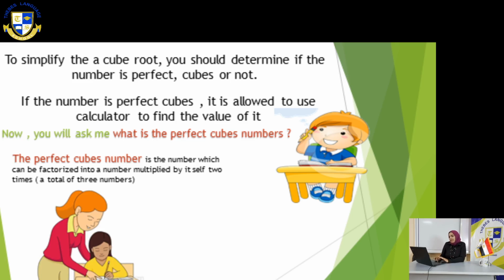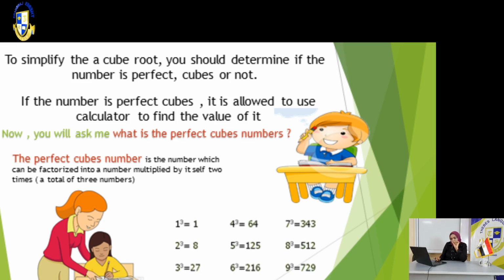As we see in the example, 1 to the power 3 equals 1, so 1 is a perfect cube number. 8 is a perfect cube number, because 8 equals 2 by 2 by 2. 27 is a perfect cube number, because 27 equals 3 by 3 by 3. 729 is a perfect cube number, because 729 equals 9 by 9 by 9. Now let's move to slide number 5.